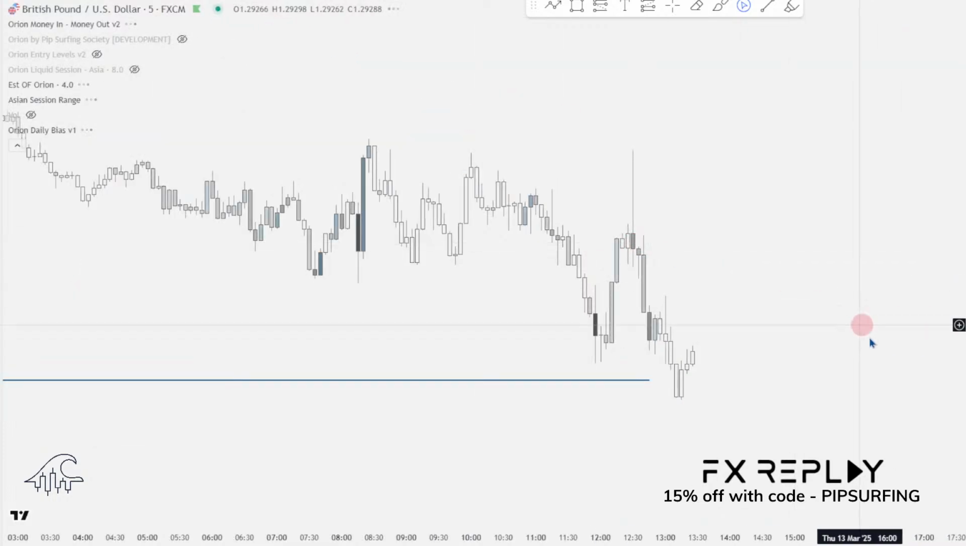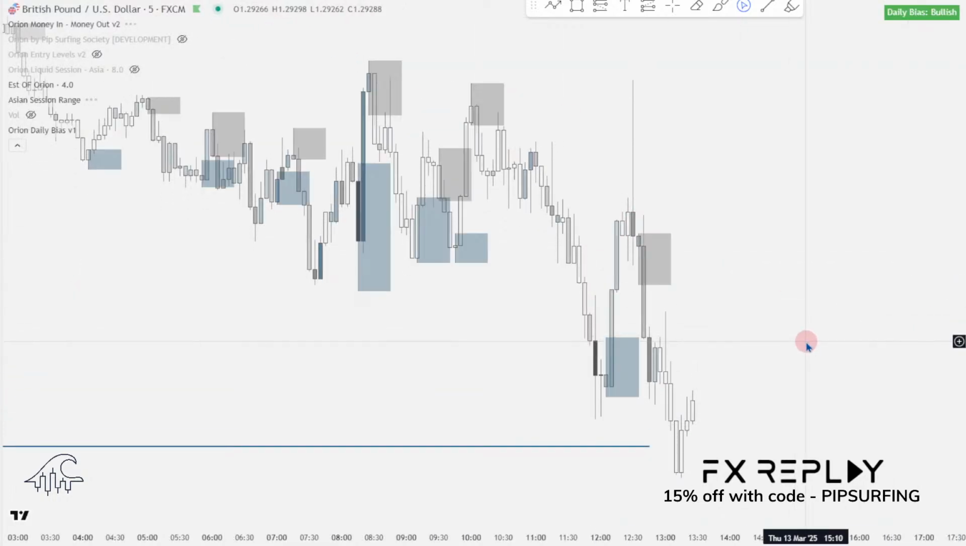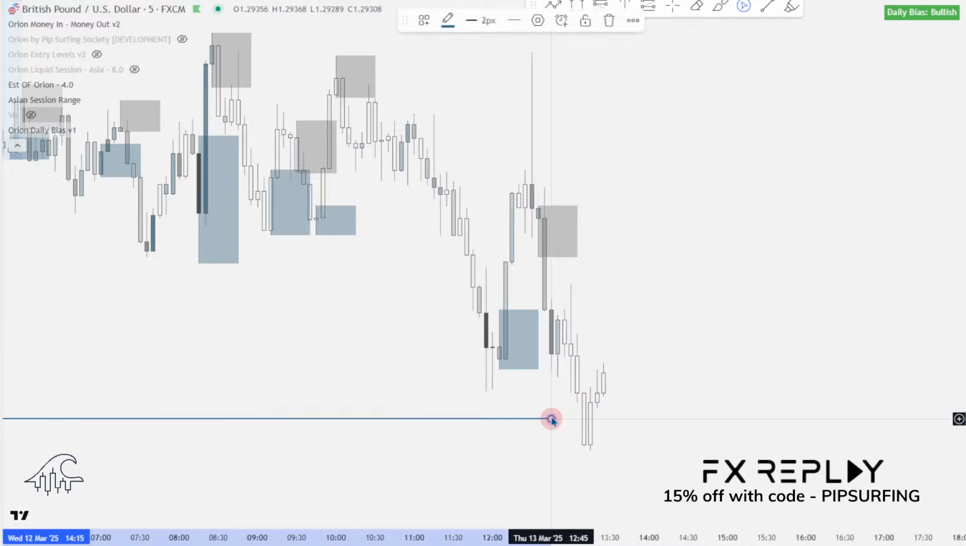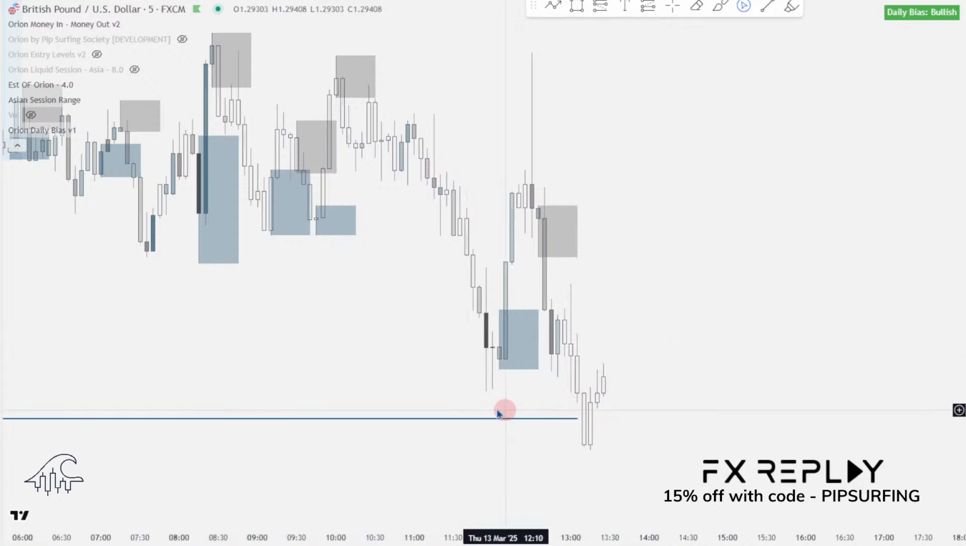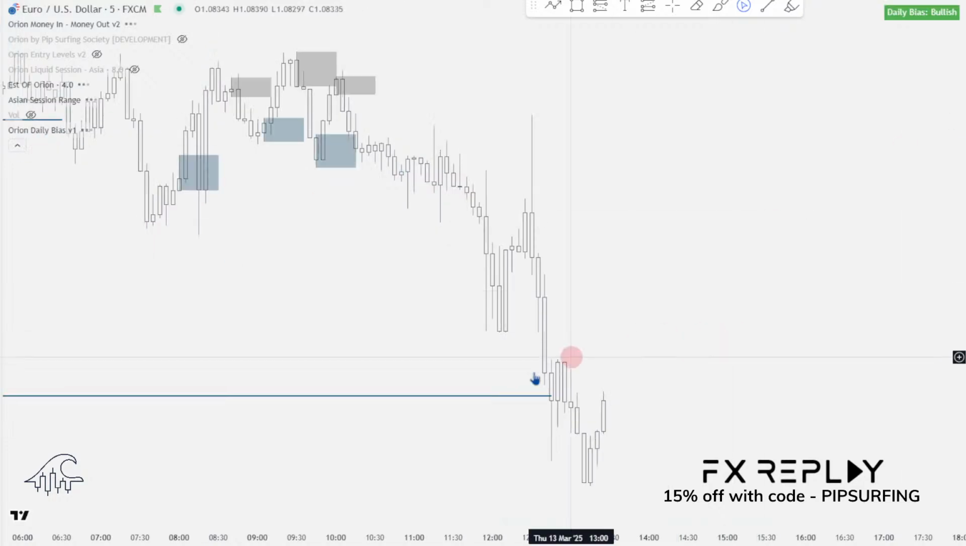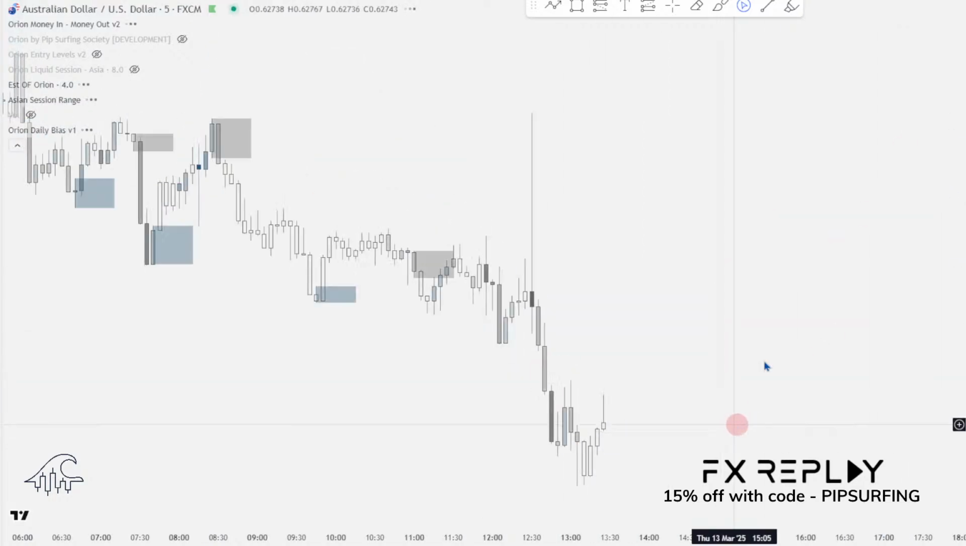So running the low that has high liquidity stored within it already. The same thing happened here on Euro, and the same thing happened here on AU.